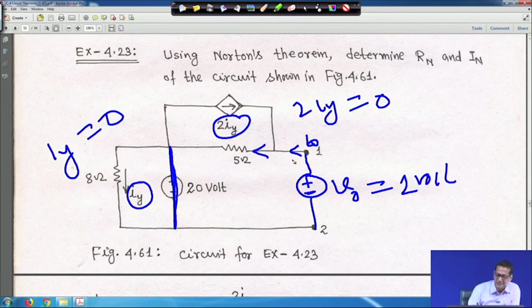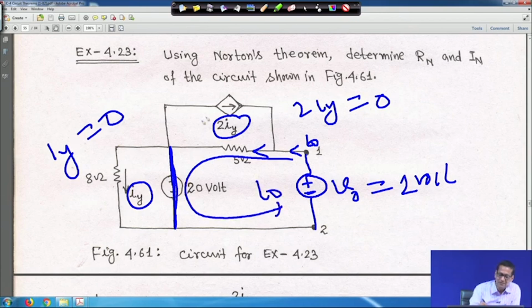So, the circuit will be like this, with current I_0 flowing this way. Because this path is short, the current will take this path. There will be no current here, I_y is equal to 0, because current generally flows through the short circuit path. So, there will be nothing here, and this is also not there. Basically the circuit remains only this part.